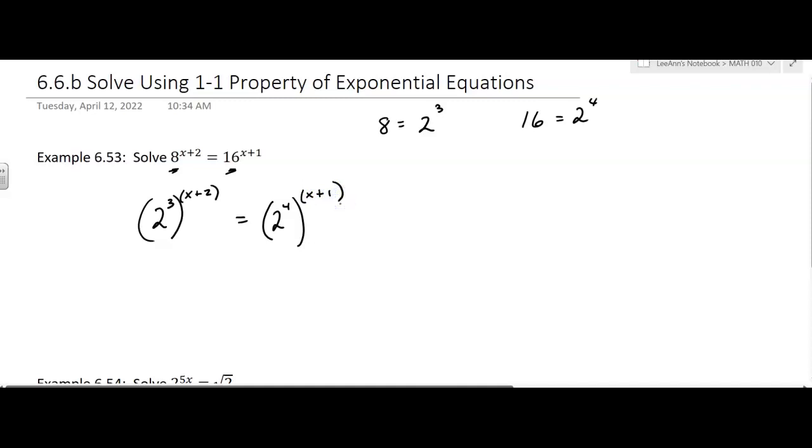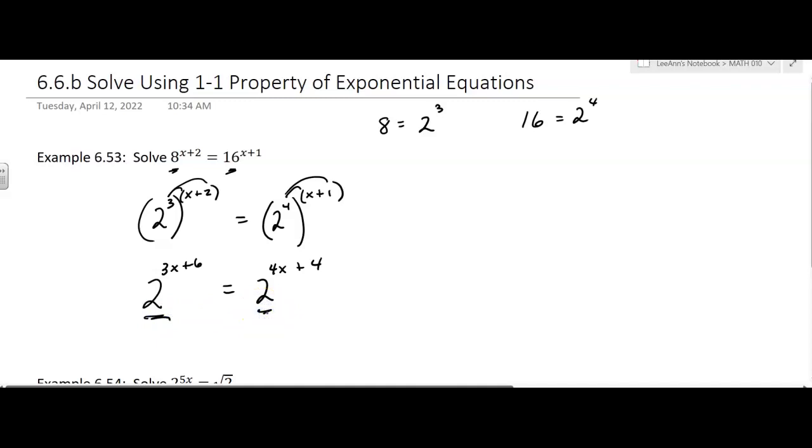Okay, now, what do we do when we have a power raised to another power? Well, we multiply those. And so we're going to have 2 to the 3x plus 6 equals 2 to the 4x plus 4. I went ahead and did the distributing here. So, okay, now the bases are the same, and we can set those exponents.